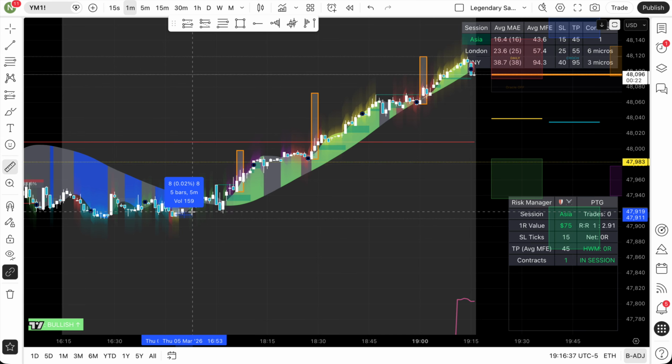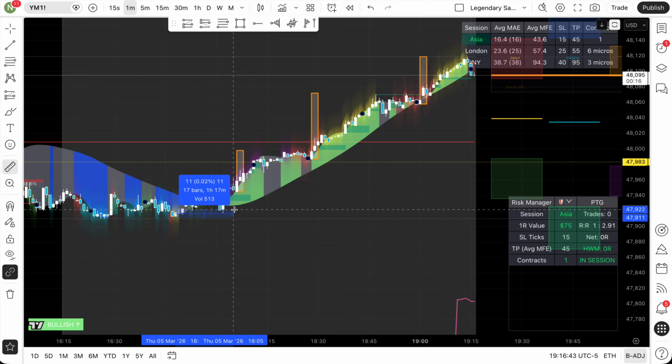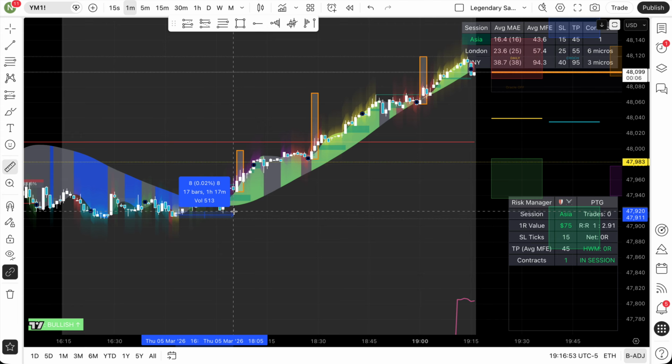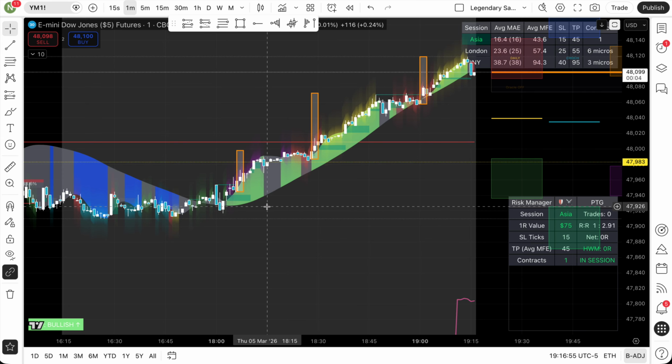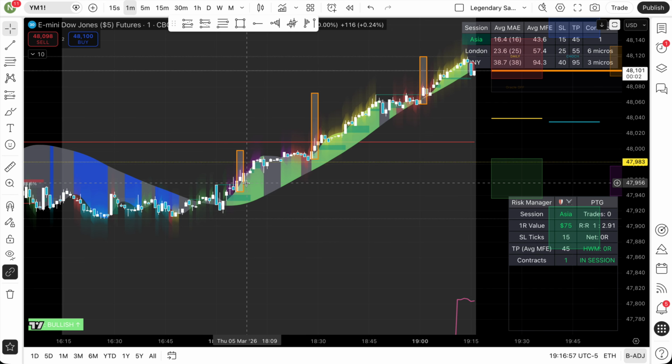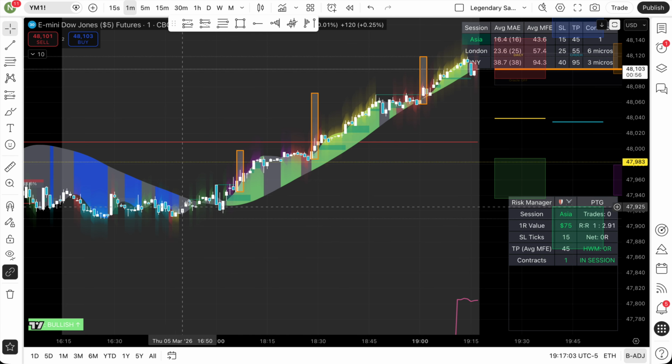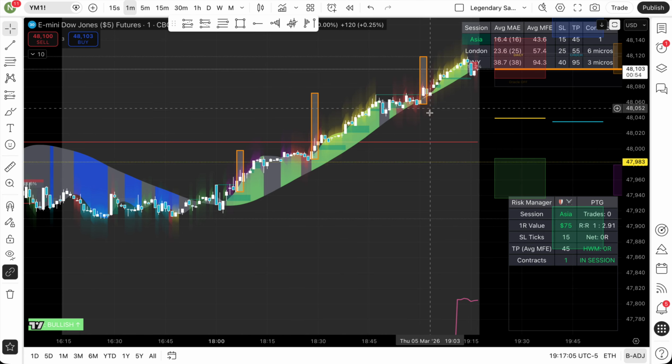So on a pullback, that makes this a good entry because now we're at less than a quarter of the average favorable excursion. That gives me a suitable amount of room to target for my TP. So I want to make sure I'm targeting a level that is at or around what makes sense based on where the market structure started.